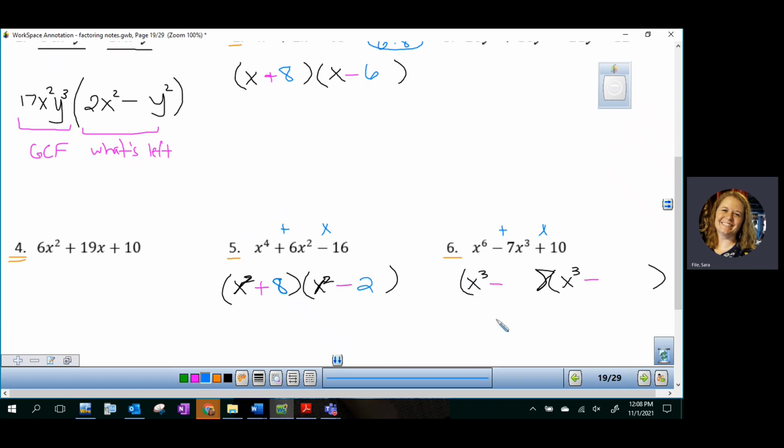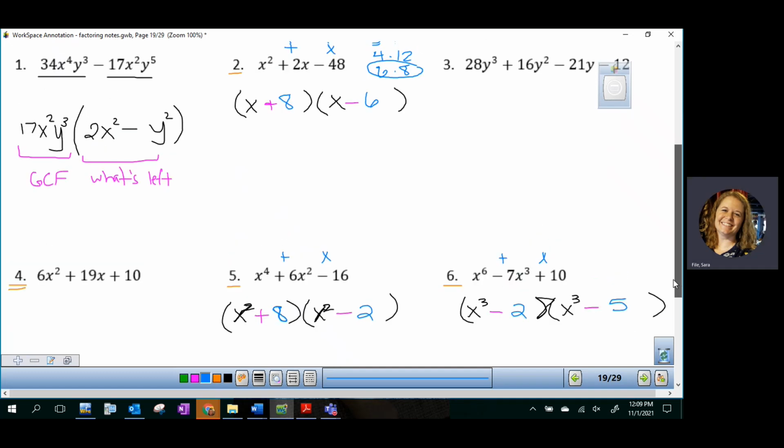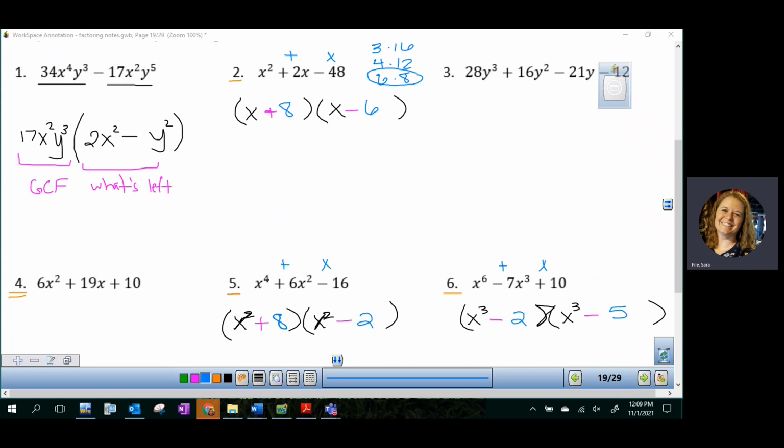Okay, what about number 6? What would those have to be? 2 and 5, both negative. Good. Okay, so 2, 5, and 6, not too difficult because the A value, the coefficient in front of the first term, is an understood 1.